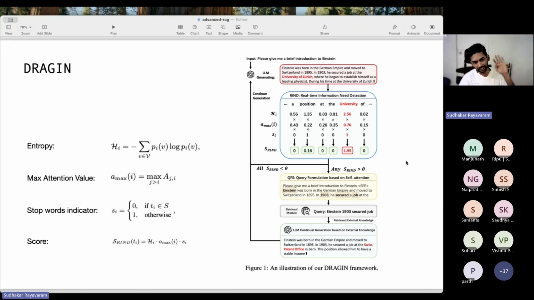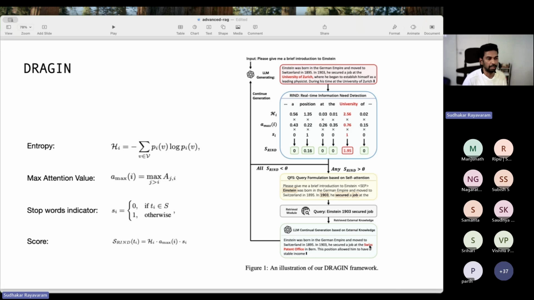And then it will go and fetch external information, get the information back, and then use that in the prompt or augment it so that now the next token will be predicted properly or with much more confidence. That is why, if you see here, "he secured a job at" then changed to Swiss Patent Office instead of University of Zurich. Why? Because it was able to pause, go back and get more information on demand, and then generate the next token with more confidence.